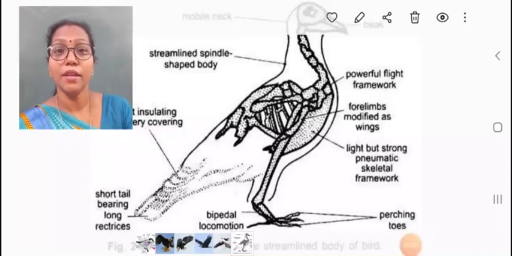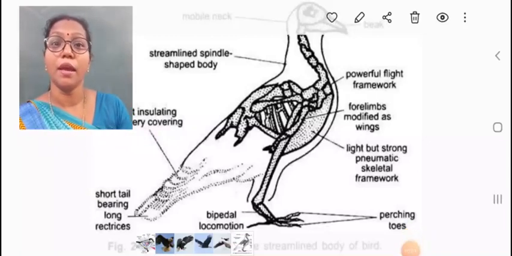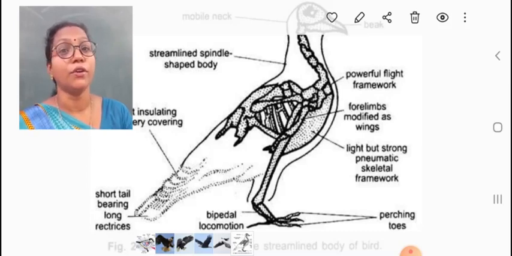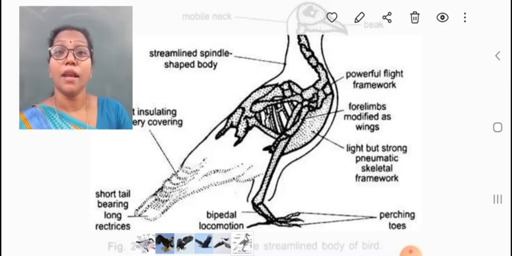Dear students, in this video we are going to learn about how birds fly in the air. Everything about a bird's body is designed for flight. There are various adaptations present in birds to fly in the air.